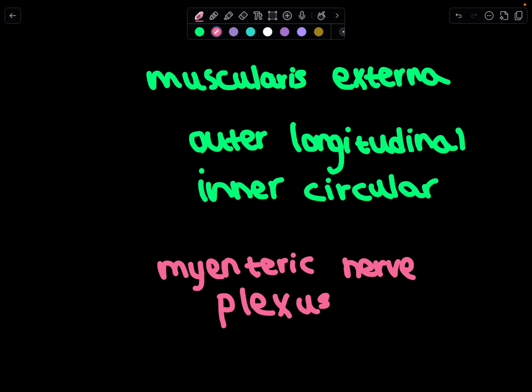The myenteric nerve plexus, located between the longitudinal and circular muscle layers of the muscularis externa, is a network of neurons in the enteric nervous system that controls GI motility. It coordinates peristalsis and segmentation by signaling muscles to contract or relax, ensuring food moves smoothly through the GI tract. Want to explore how it interacts with other layers or its role in disorders like gastroparesis?